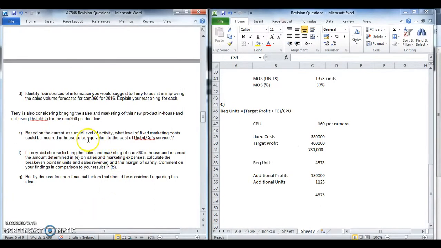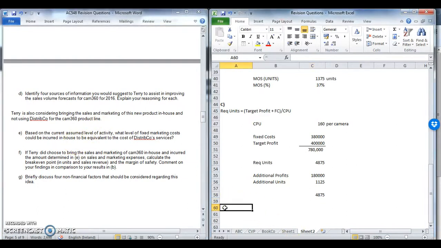Looking at part E then, so we know already the background is that CameraCo to date have not taken part in any of their sales and marketing activities. They've outsourced everything. However, for this new product line, the MD is considering bringing some of the sales and marketing in-house and not using Distribco.